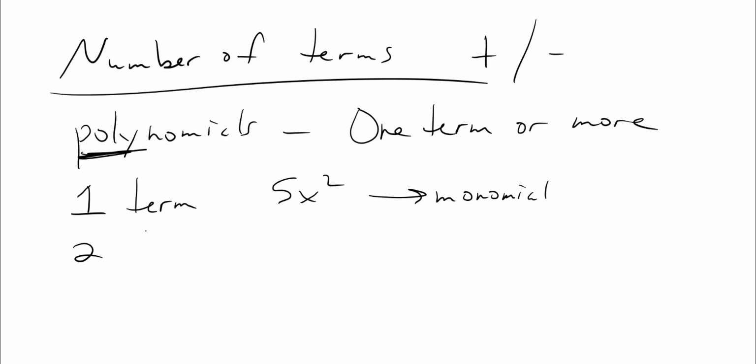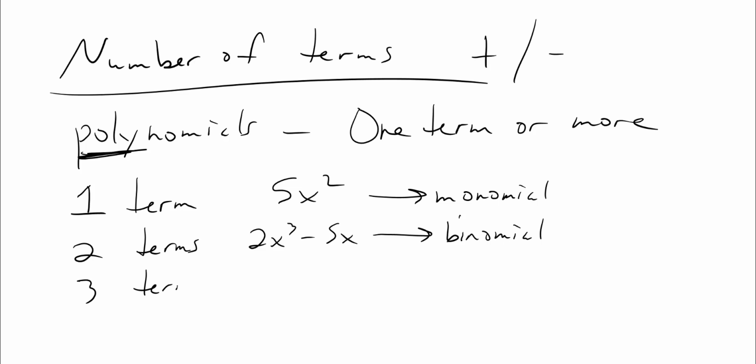If I have two terms, that's like saying 2x to the third minus 5x. Okay, two terms. So that's called a binomial, like a bicycle. And then we have something with three terms, like 5x to the fourth minus 2x squared plus 1. That's three terms. And just like a bicycle, you have a tricycle, right? That's a trinomial.